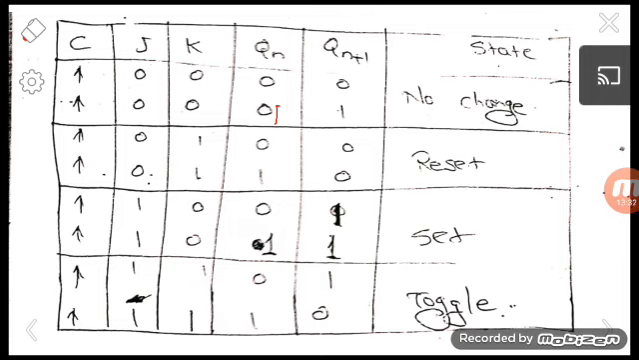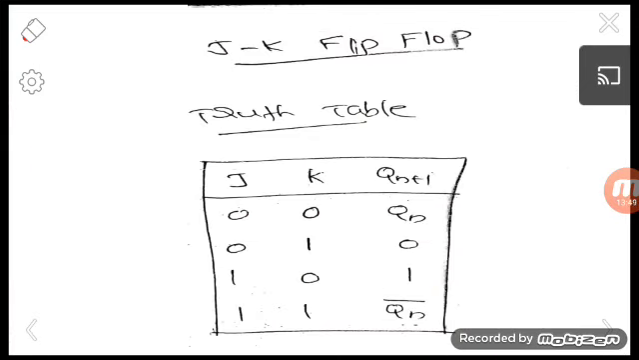Also, if you are assuming that the prior output of the flip flop was 1, then after applying J is equal to 1, K is equal to 1, the flip flop will change its state from 1 to 0. So the last condition is a toggle condition.